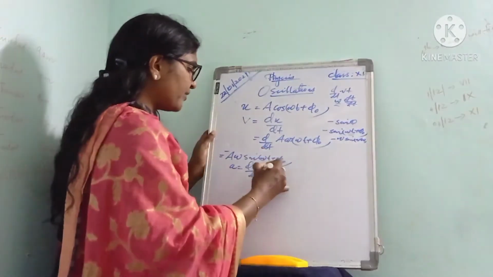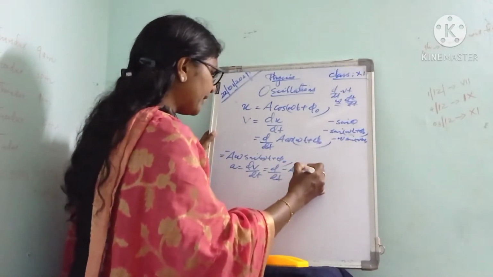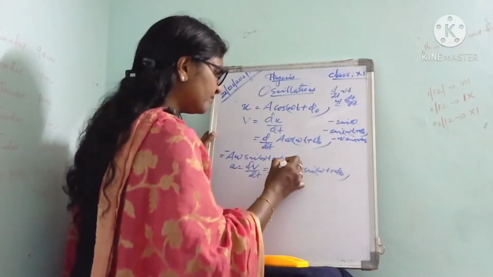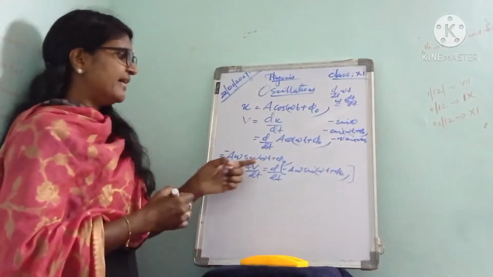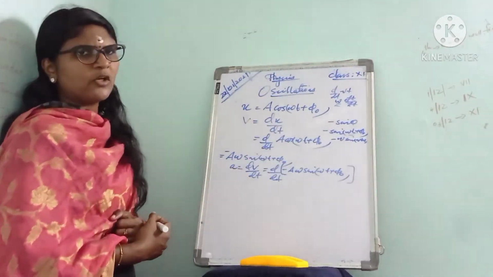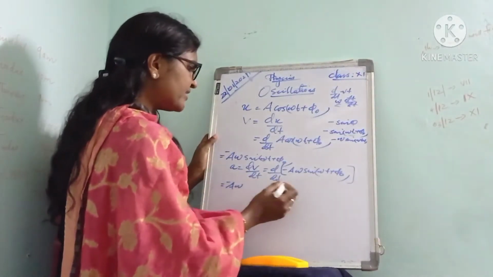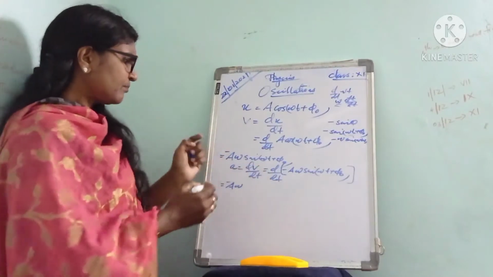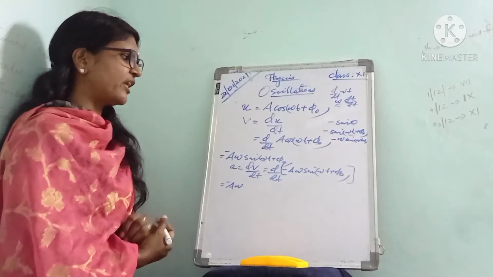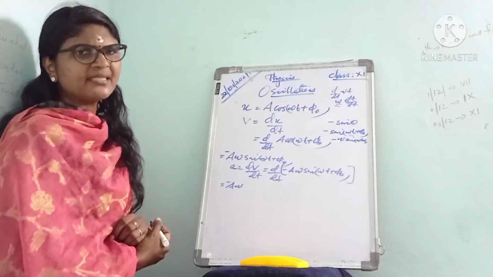Then we can substitute for v: d by dt of minus A omega sin(omega t plus phi 0). This thing we have to differentiate. Minus A omega is constant, that is taken out. Then differentiation can be applied to sin(omega t plus phi 0). You know, differentiation of sin theta is cos theta.